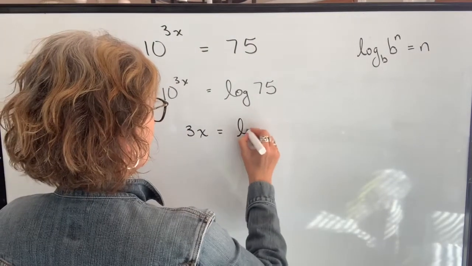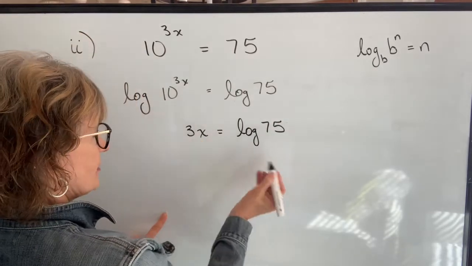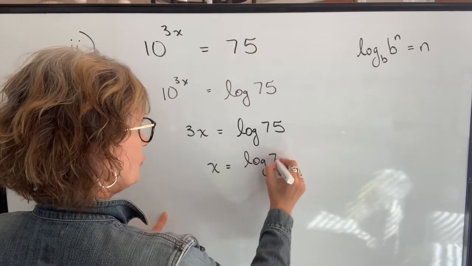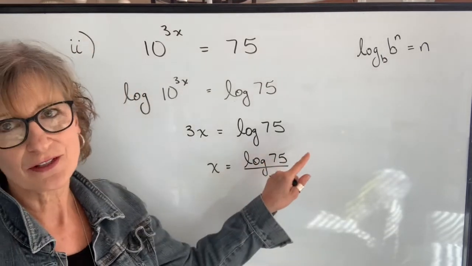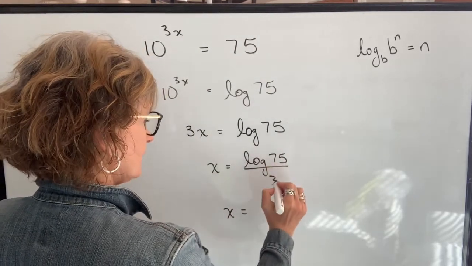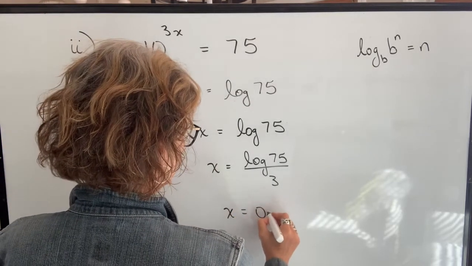And then we have log of 75, which I'll calculate in a few minutes. Now I can solve for x by dividing both sides by 3. I do not divide 75 by 3. I divide the log of 75 by 3. So I find the log of 75, divide by 3, and I get an answer of 0.625.